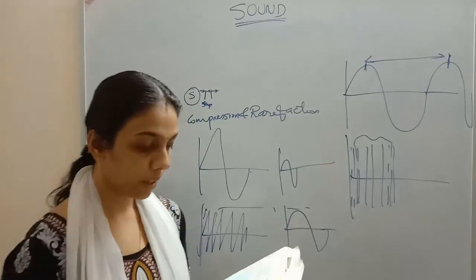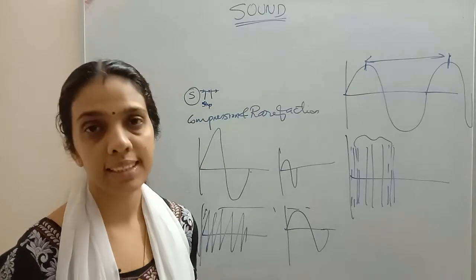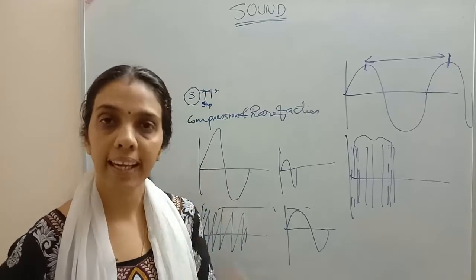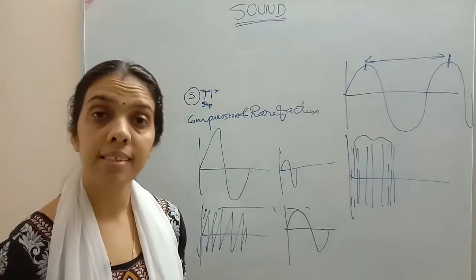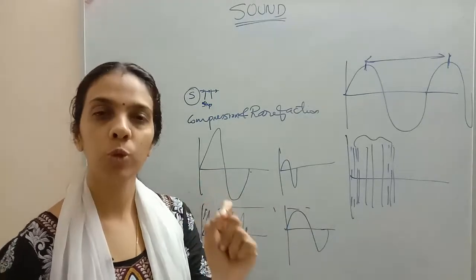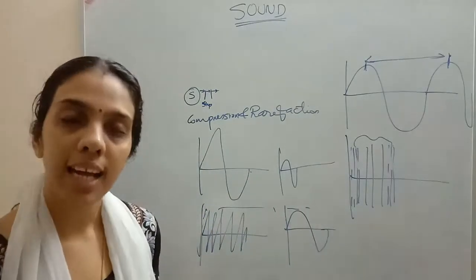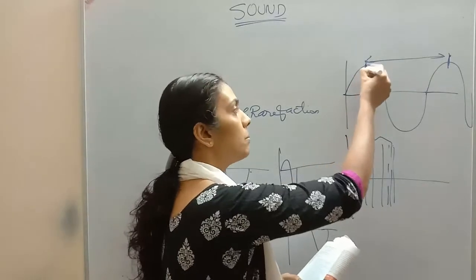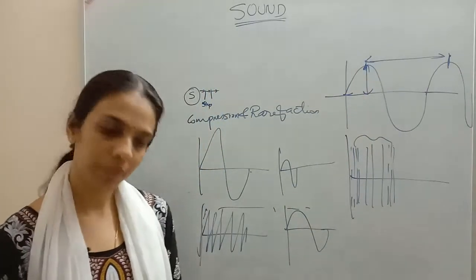Frequency is the number of waves in 1 second, that is, the number of waves traveling through a particular point in 1 second. Next is time period. Time period is the time required for one wave to travel through a particular point. Next is amplitude. Amplitude is the maximum disturbance of the wave from the mean position.